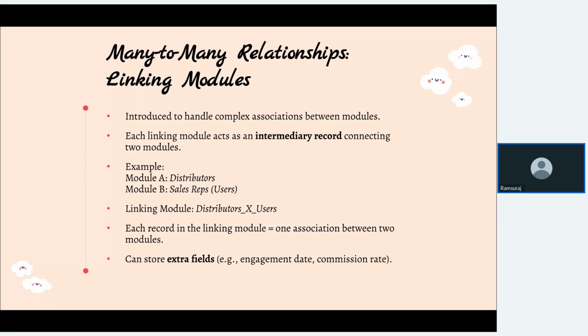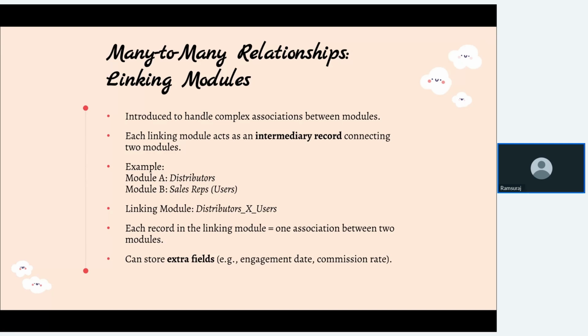Apart from this, in the backend itself, a linking module is created and named with the two modules, and it has an association with both module A and B. So you can use the standard APIs to fetch the related list of these linking modules.